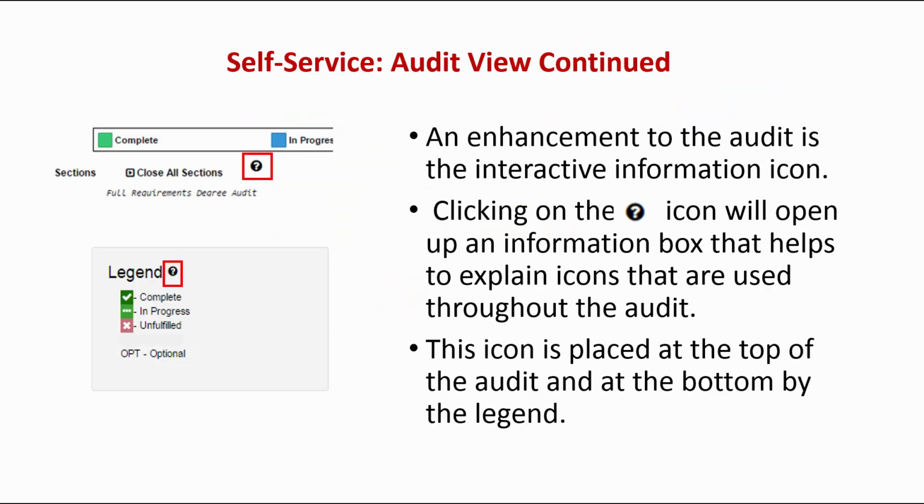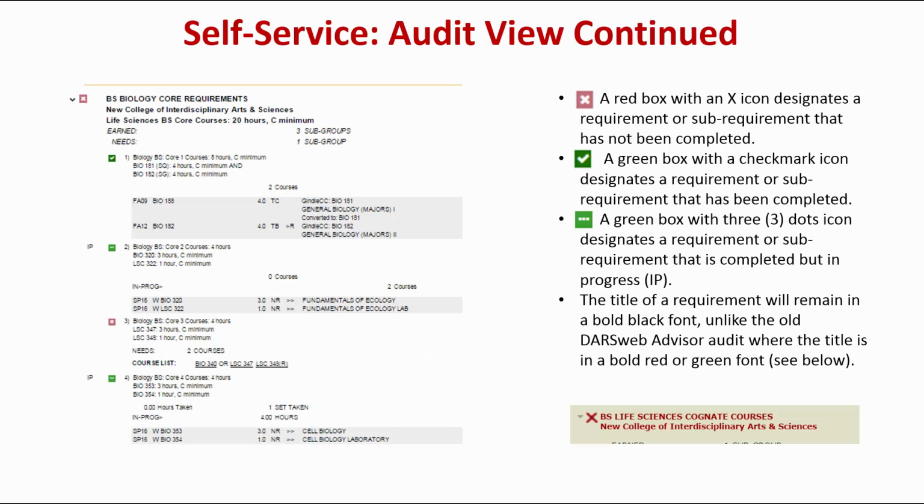An enhancement to the audits is the interactive information icon. Clicking on the question icon will open up the legend box that helps to explain the icons that are used throughout the audit. You can find this icon at the top of the audit and at the bottom of the legend. A red box with an X icon designates a requirement or a sub-requirement that has not been completed. A green box with a checkmark icon designates a requirement or sub-requirement that has been completed. A green box with a three-dot icon designates a sub-requirement that is in progress.